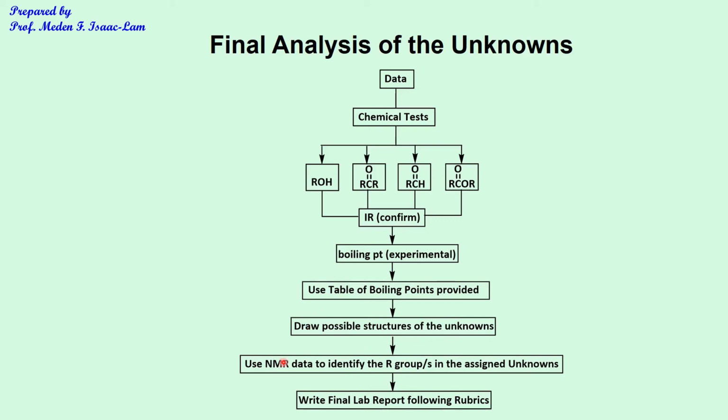Then, use the NMR data to identify the R groups in the assigned unknowns, and the R groups in the alcohol, ketone, aldehyde, or ester can be aliphatic or aromatic and can range from 2 carbons to 7 carbons. Aliphatic means straight chain or cyclic, or the aromatic structure is going to be a benzene. And then write the final lab report following the rubrics.